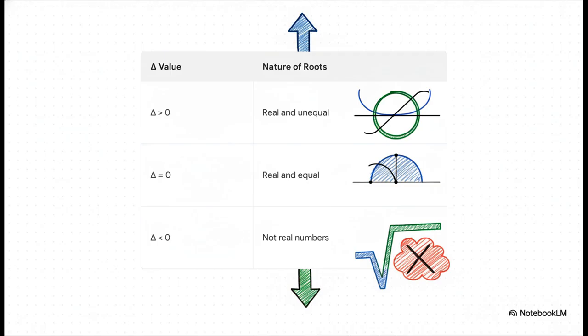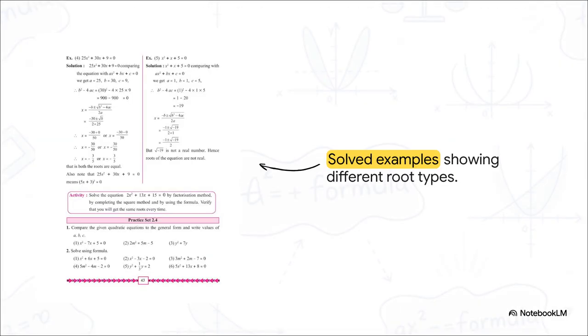First, if delta is greater than 0, the roots are real and unequal. Second, if delta is exactly 0, the roots are real and equal. And third, if delta is less than 0, meaning we have a negative number sitting under our square root, the roots are simply not real numbers. Let us see this in action.